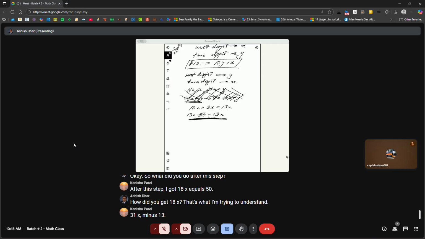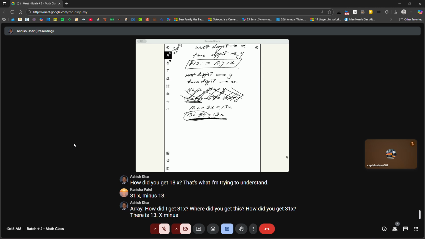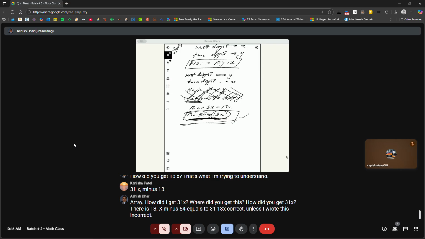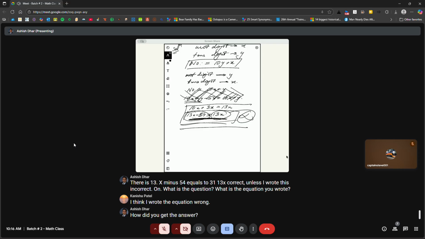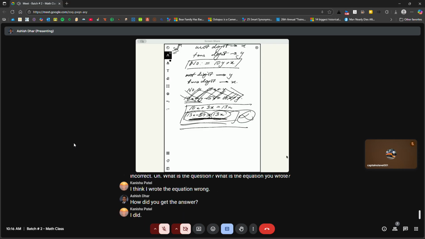31x minus 13. How did I get 31x? Where did you get this? There is 13x minus 54 equals to 13x, correct? Unless I wrote this incorrect. What is the equation you wrote? I think I wrote the equation wrong. And how did you get the answer? I did some plugging in.